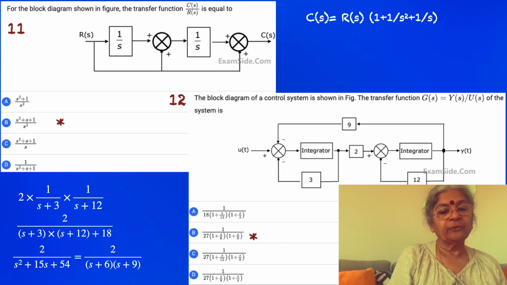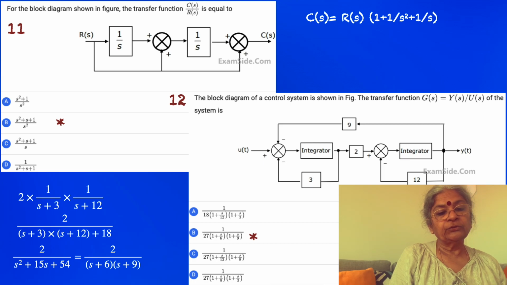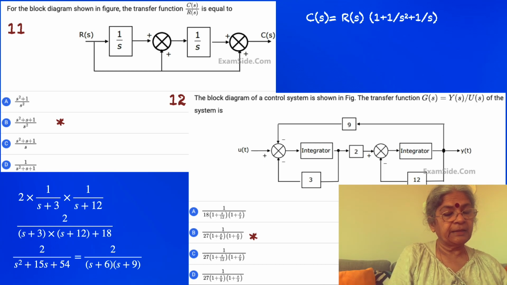Okay, so how do you write it out now? C(S) is the combination of R(S) coming directly, so R(S) into 1, then R(S) into 1 by S, and R(S) into 1 by S square. This is the most important observation that you need to make: the direction of the arrows. The direction of the arrows tells us that there aren't any feedback loops at all. The signals go forward: one signal, R(S), goes directly to C(S), another goes via a single integrator, and one goes through two integrators. All these signals are summed up to get you C(S).